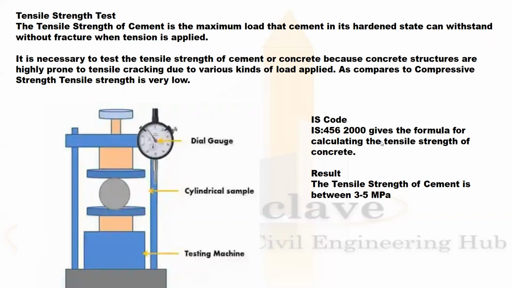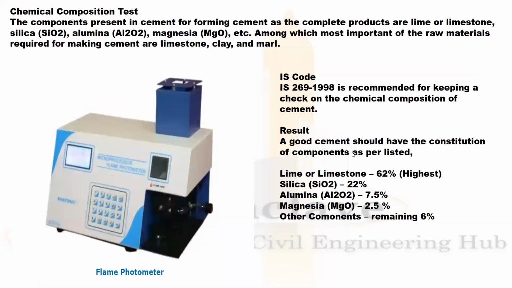The reference code is IS 456 2000, which gives the formula for calculating the tensile strength. Generally, the tensile strength of the cement is between 3 to 5 MPa.